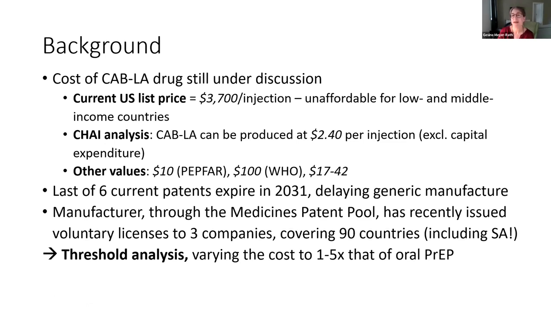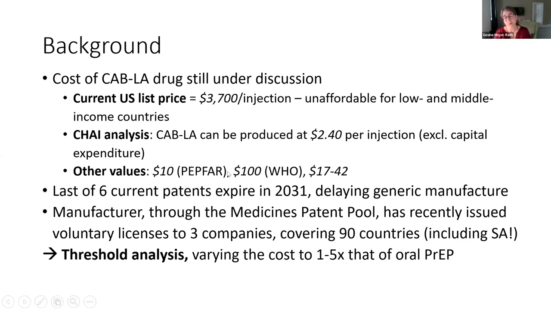This is important because right now, generic manufacture can officially only start in 2031 when the last of 6 current patents is about to expire. The manufacturer, who shall not be named, has since agreed to giving out voluntary licenses for generic manufacture to 3 companies. They've been announced earlier in the year, I think in April. This will cover 90 countries, including South Africa. It's a charitable exercise brokered by the Medicines Patent Pool. It's all fantastic. However, it will take another 3 to 4 years before these additional companies can start manufacturing, just because it takes them so long to get that up and running.